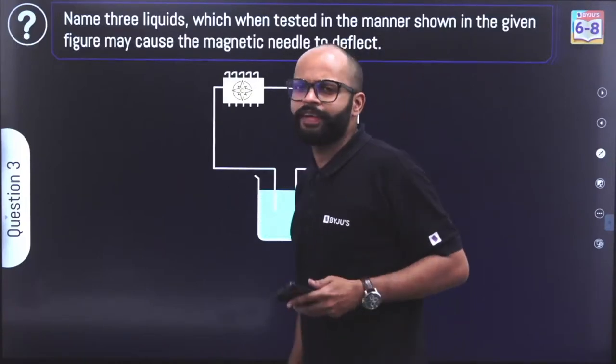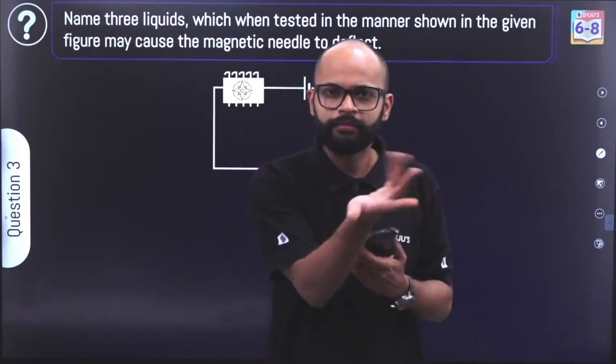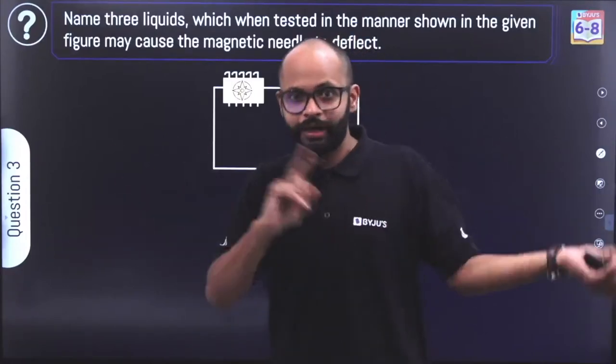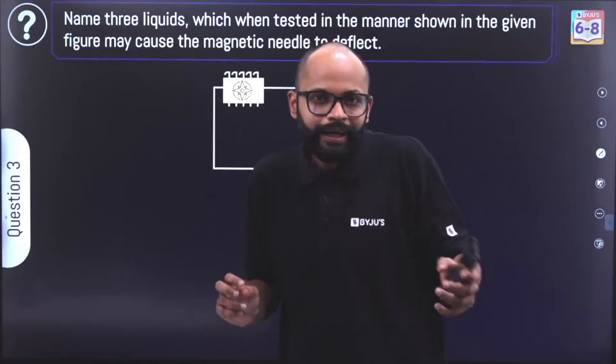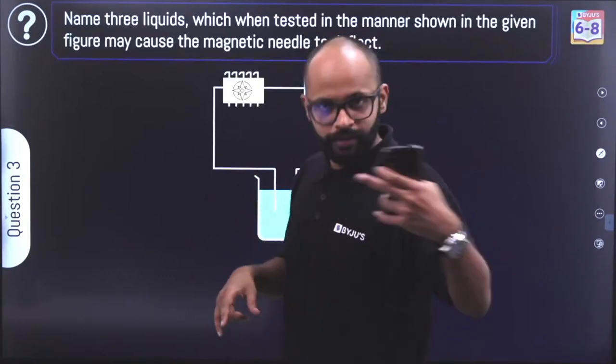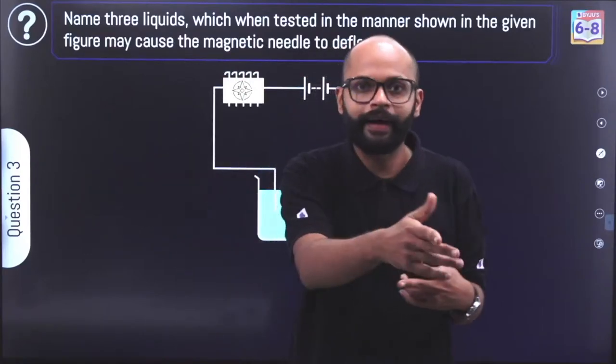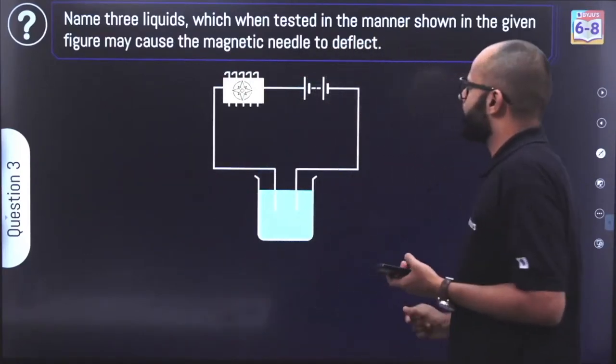Deflection. So deflection means the compass needle will always point towards the north and south pole of the earth. But if there is a current carrying wire nearby, it will not point north and south, it will point according to the wire's current. Okay. Fine. Chalo, next question.